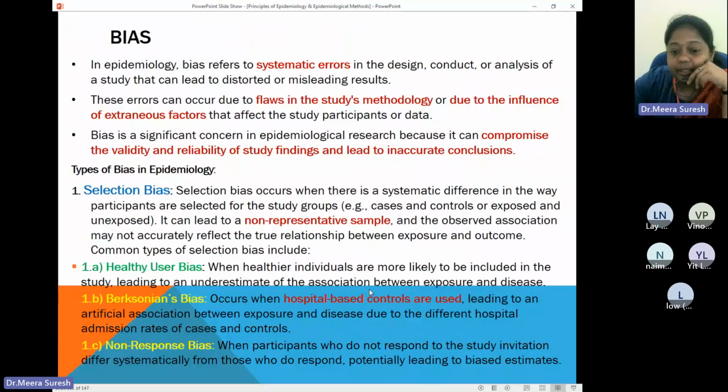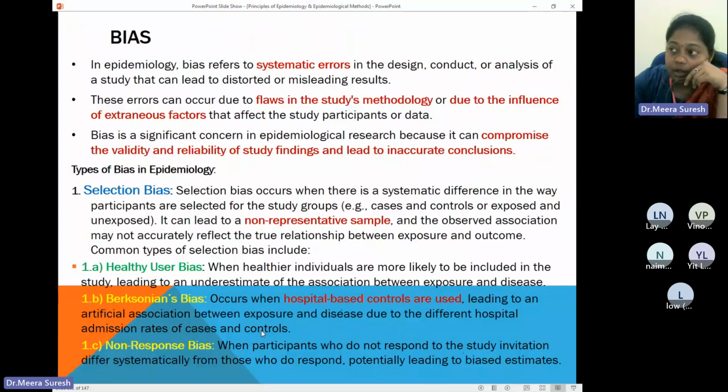The second one, Berksonian bias, that is actually happening in case control, and I already explained it to you. I didn't give any name. It occurs in hospital-based controls. So in case control, we are selecting the controls from the hospital, leading to an artificial association between exposure and disease due to different hospital admission rates of cases and controls. Berksonian or Berkson, both are the same. It happens when we select controls from the hospitals, which won't give a correct representation actually.